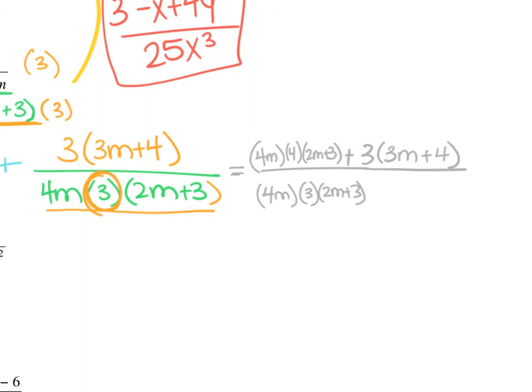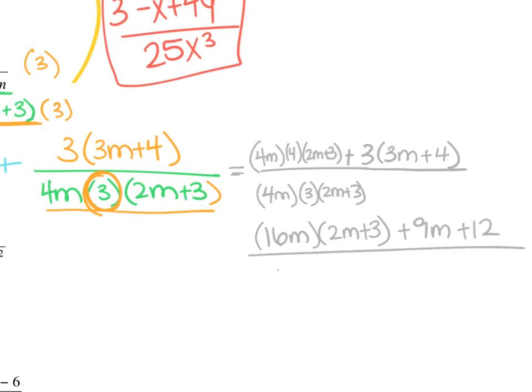Okay, so now I have (16m times (2m plus 3) plus 9m plus 12) all over (4m times 3 times (2m plus 3)). And no, you can't cross cancel, because of these sums right here. Unless they're all being multiplied, you cannot cross cancel.